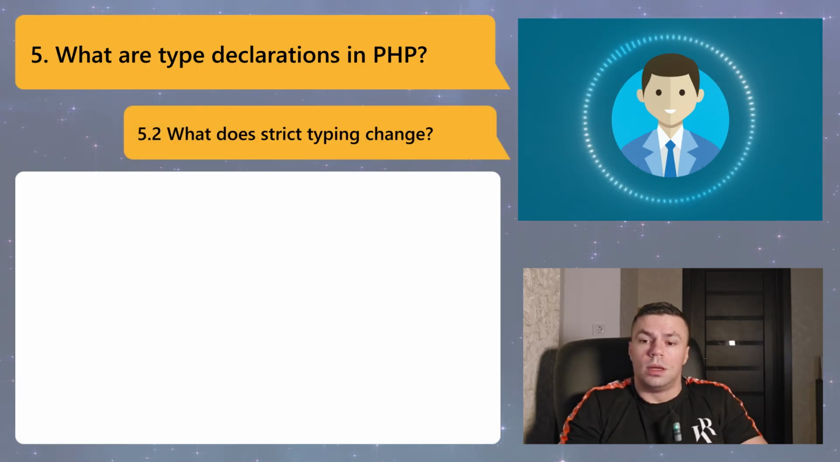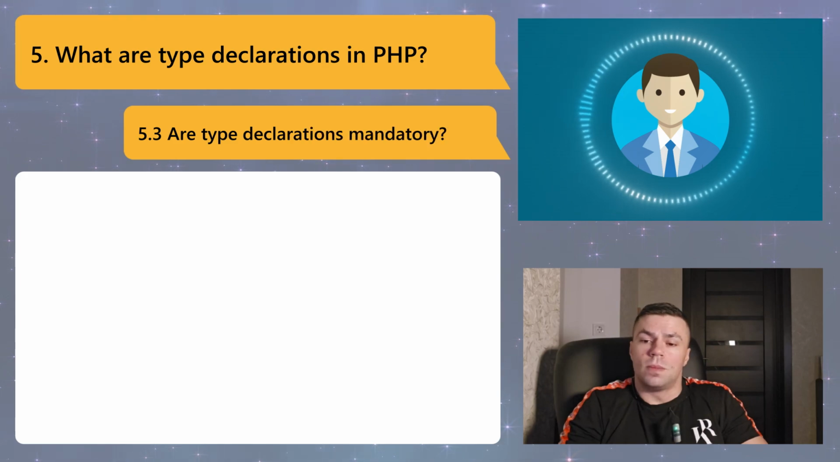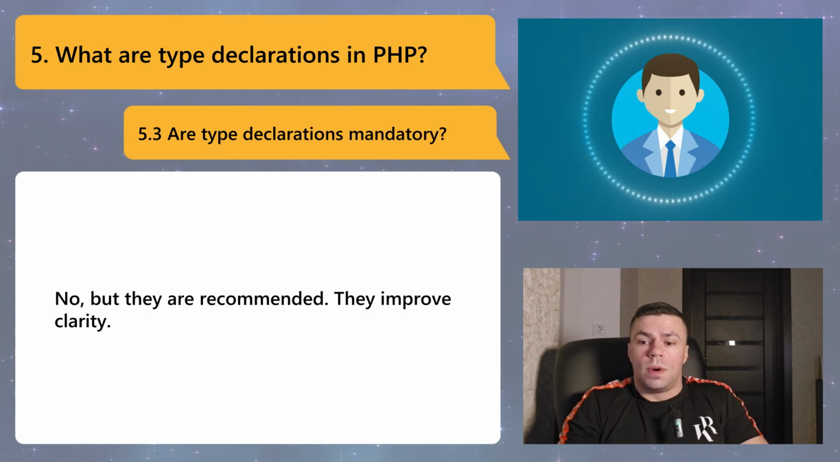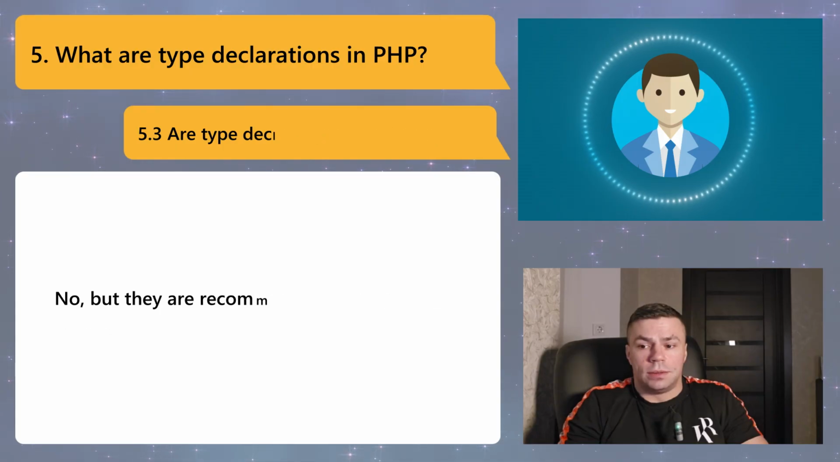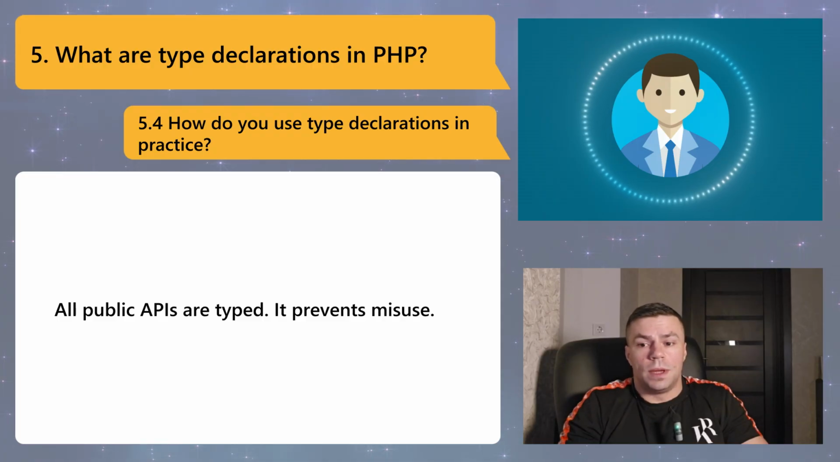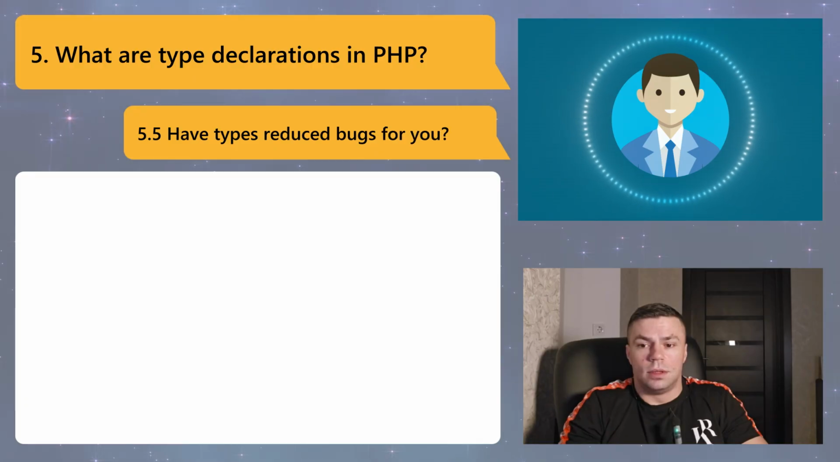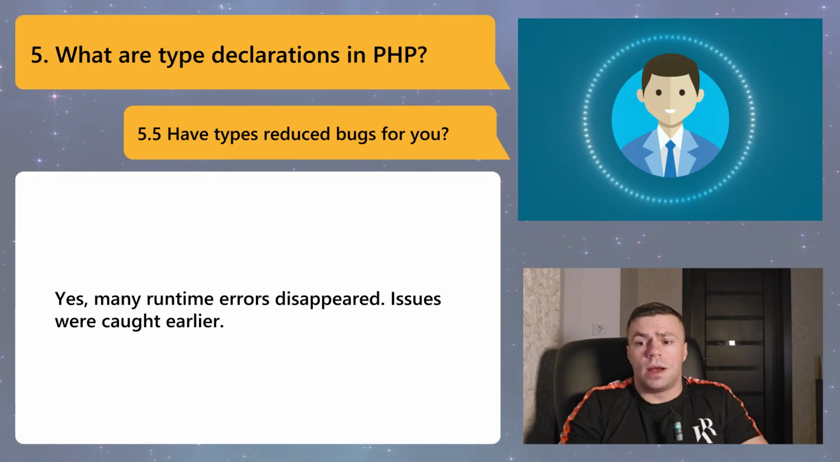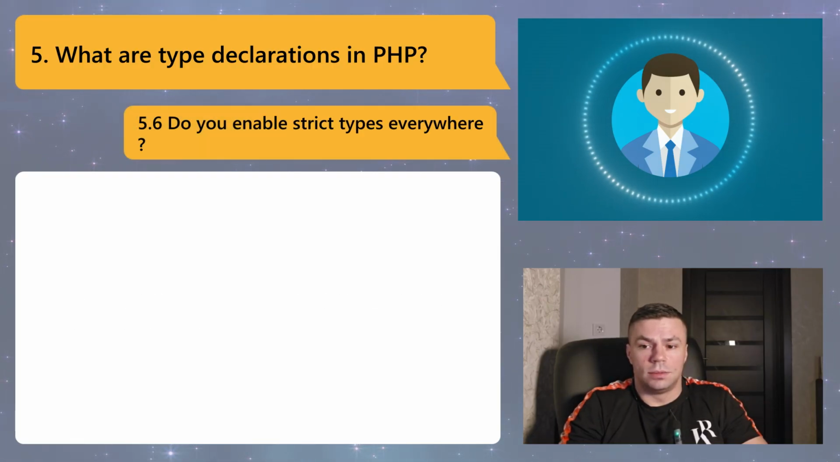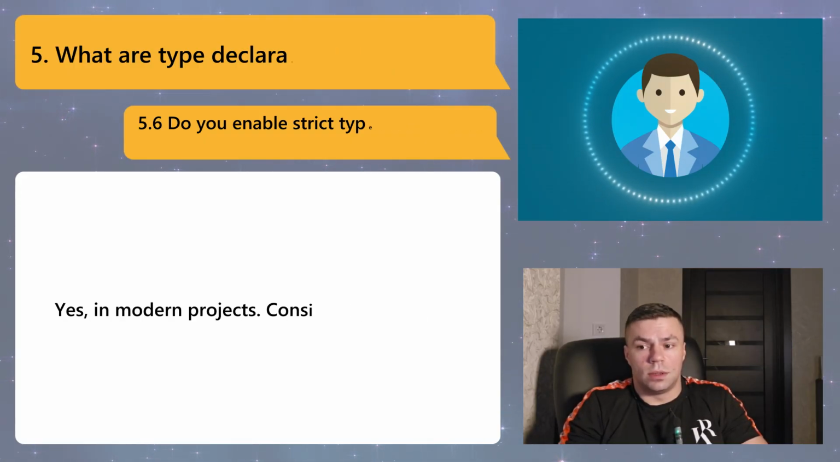What does strict typing change? It disables automatic type coercion. Types must match exactly. Are type declarations mandatory? No, but they are recommended. They improve clarity. How do you use type declarations in practice? All public APIs are typed. It prevents misuse. Have types reduced bugs for you? Yes, many runtime errors disappeared. Issues were caught earlier. Do you enable strict types everywhere? Yes, in modern projects, consistency matters.